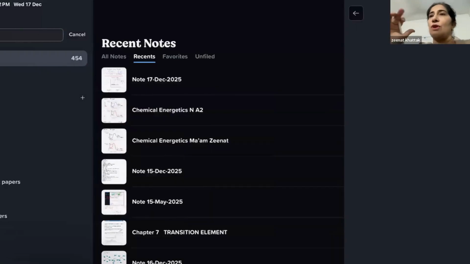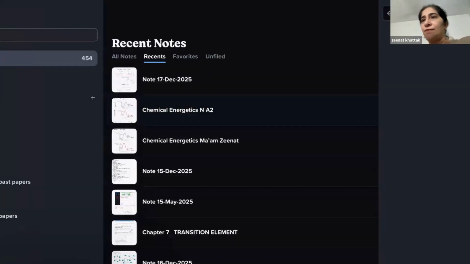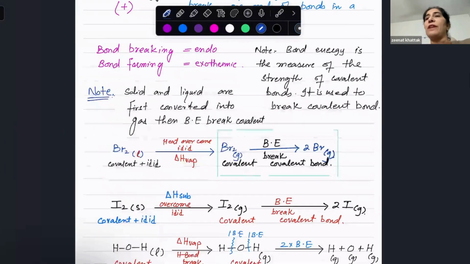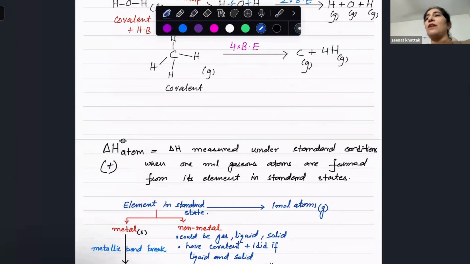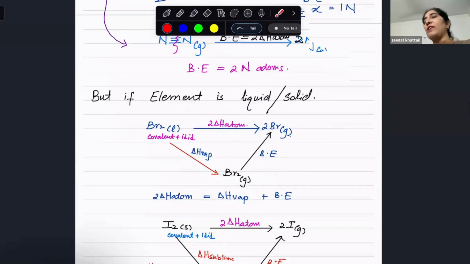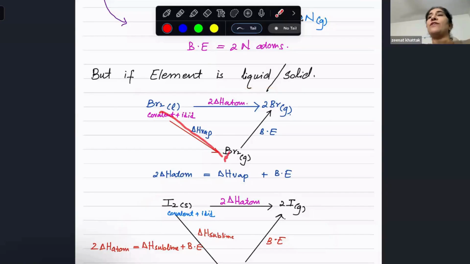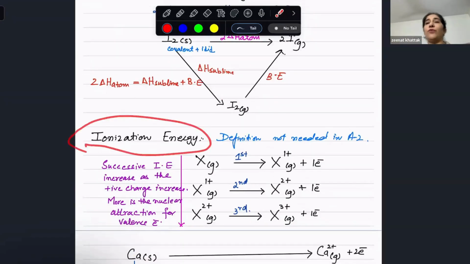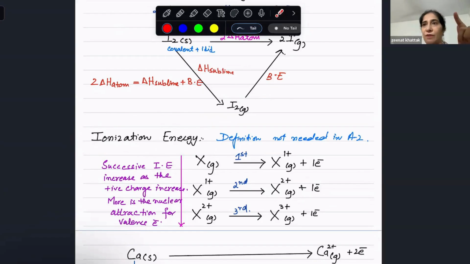Right? Now, if I want to show you the notes, it's bond energy, full explanation, then atomization for metal, for non-metal, and then if element is liquid or solid, this is vaporization, bond energy, this is sublimation, bond energy. And the next topic is what? Ionization energy. That I'm going to explain in my next lecture. In my next lecture, I'm going to cover 3 topics. One is ionization energy, one is electron affinity, and one is delta H lattice, right?